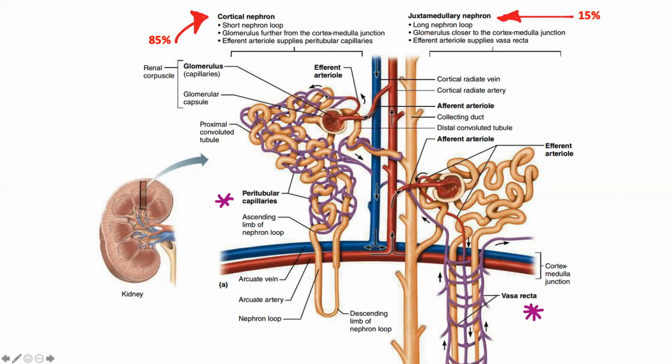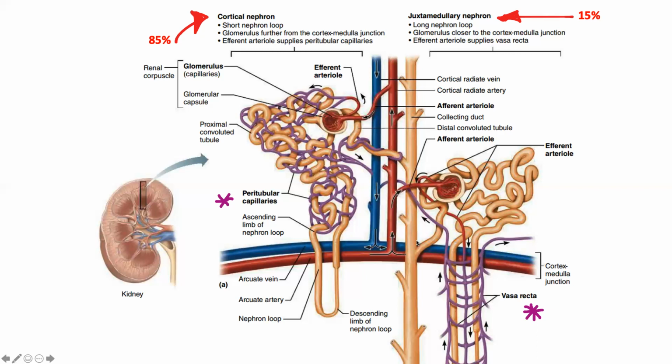And the efferent arteriole will continue as peritubular capillaries. And some of the peritubular capillaries might not be looping around the proximal and distal convoluted tubule. They will be running with the loop of Henle as vasa recta, meaning straight vessel. So there are two capillaries.